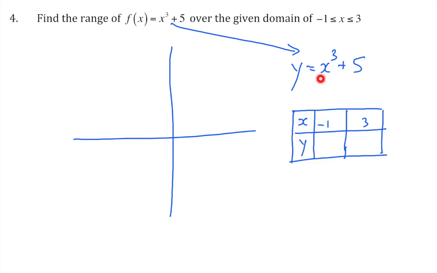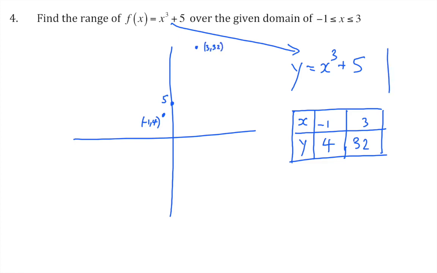If I'm using x as -1, -1 cubed is -1. -1 plus 5 gives me 4. For the next one, 3 cubed is 27, plus 5 gives 32. Which means I can go -1, up 4, which is maybe about there. I'm going to go up here to 5. I go out 3, up 32, which I might say is there. It's not drawn to scale, and it doesn't have to be.